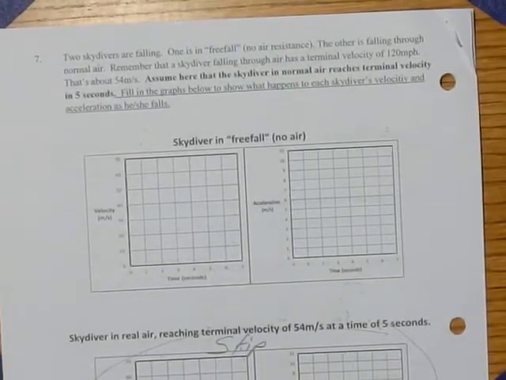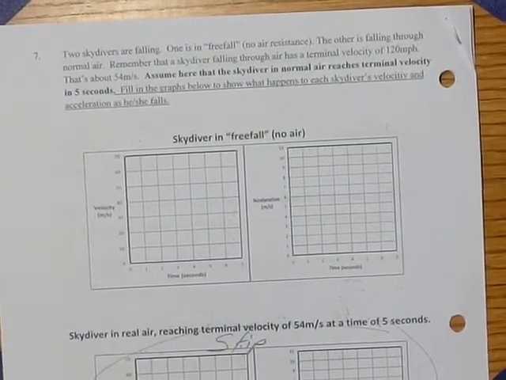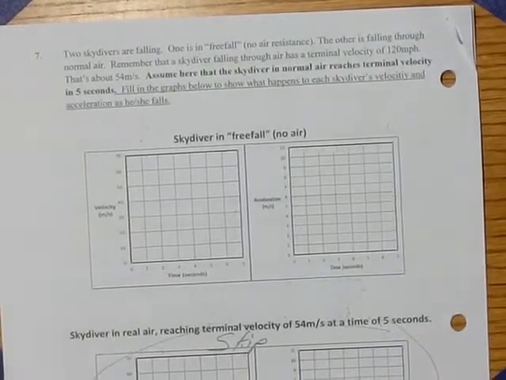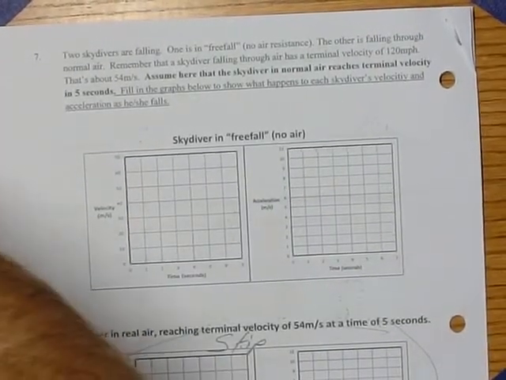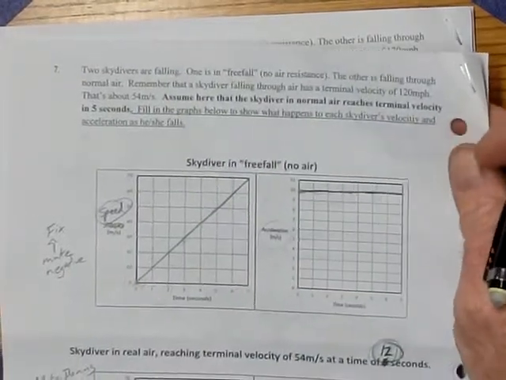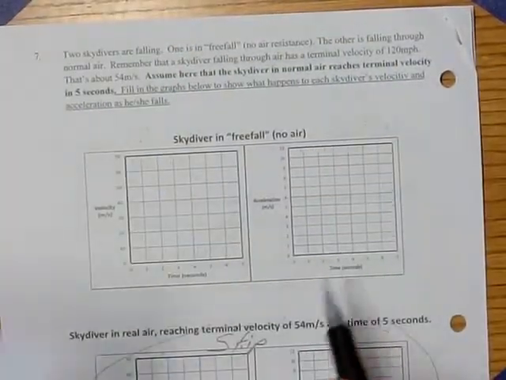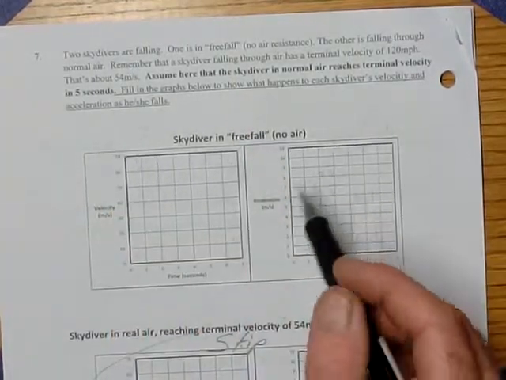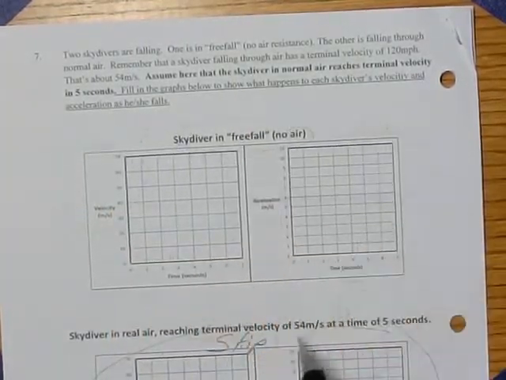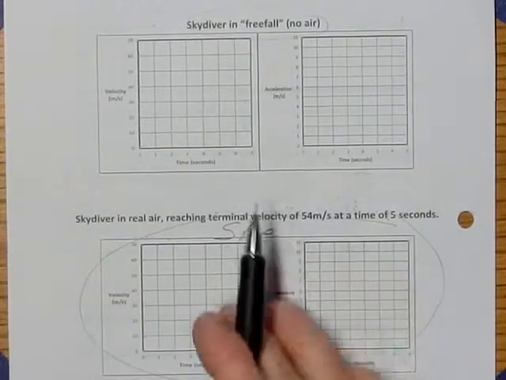Okay, very last question, the skydiver one. This is one I kind of screwed up on. I showed in class a way that I could kind of fix it, but let me make it more correct here. It says two skydivers are falling. We've got one in free fall, and we have one who's in real air.